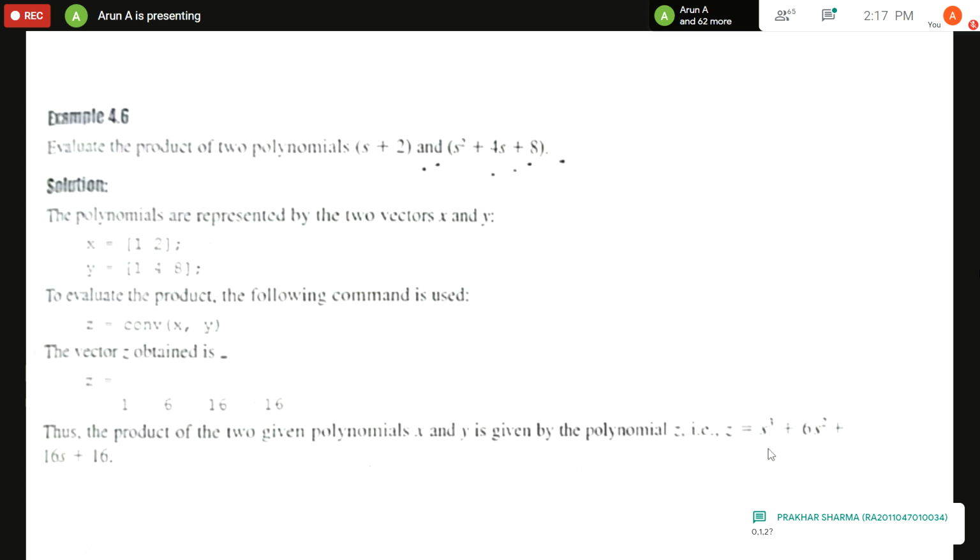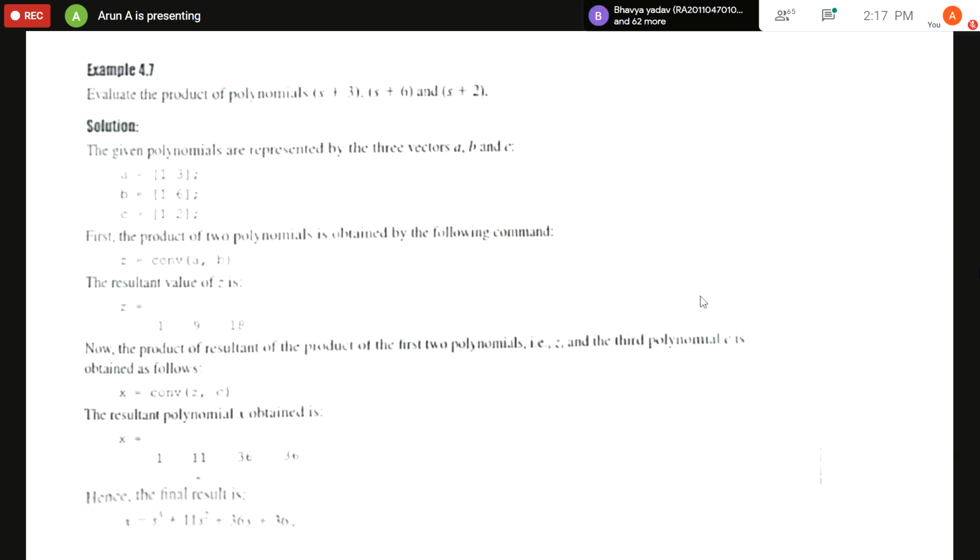polynomial equation. It is x cube plus x square plus 16s plus 16. Okay. This is very important. If you don't know the command or the syntax, you will. For example, about the matrix multiplication. Okay, I have put up 2 questions.